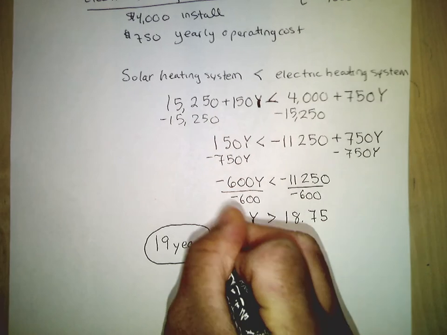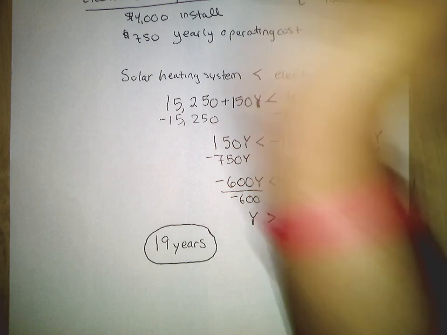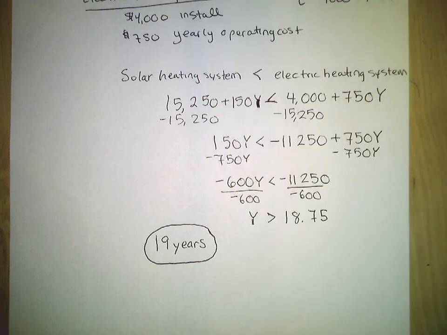So at this rate, it would take 19 years for the solar heating system to pay off. So if you're planning to live somewhere for that long, then go for it. You might actually save some money in the long run, if you don't start sweating too much from your house being heated from all that extra sun.